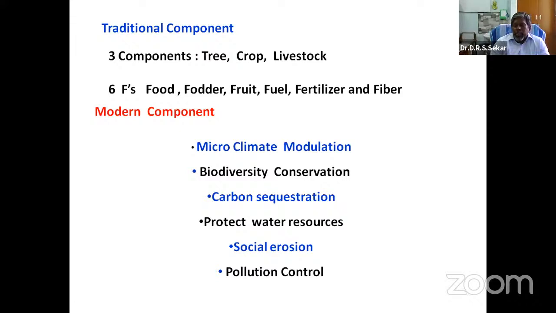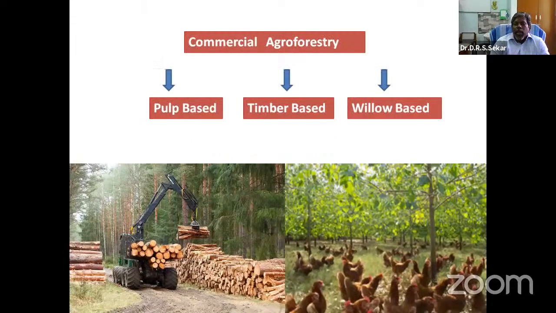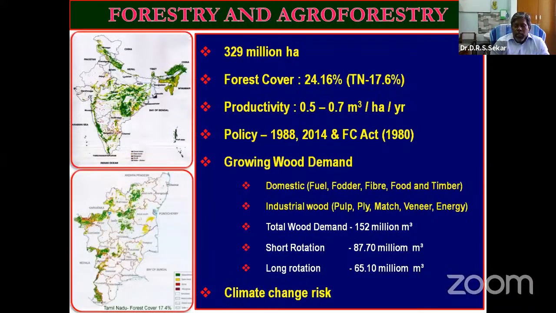Whereas modern agroforestry has the components of microclimate modulation, biodiversity conservation, carbon sequestration, protecting water resources and soil. It is not social erosion; it's soil erosion. It's also pollution control. Agroforestry has a commercial context where we have pulp-based, timber-based, and willow-based agroforestry. Willow is essentially for the high-altitude hilly regions where poplar and other willow species are planted. Commercial agroforestry, such as pulp-based, will be discussed in detail by my good friend Chalian in the subsequent speech.